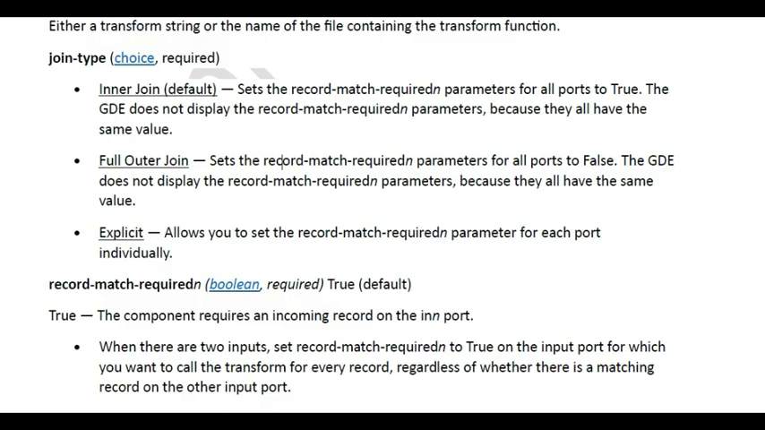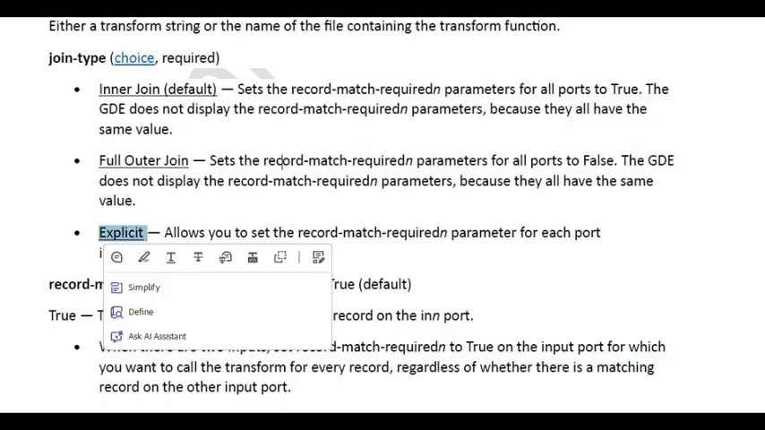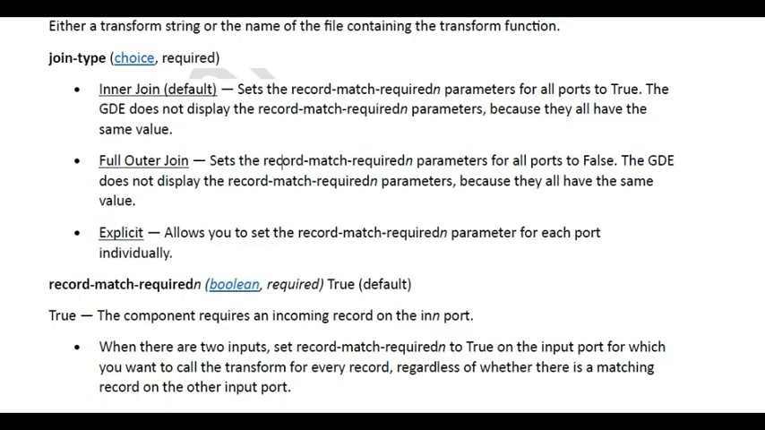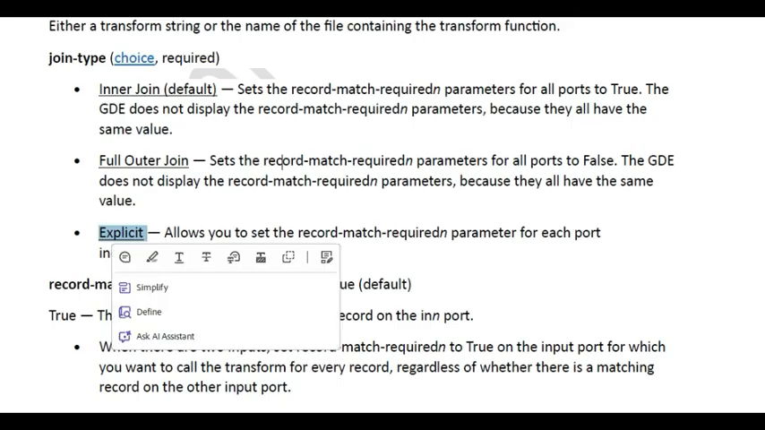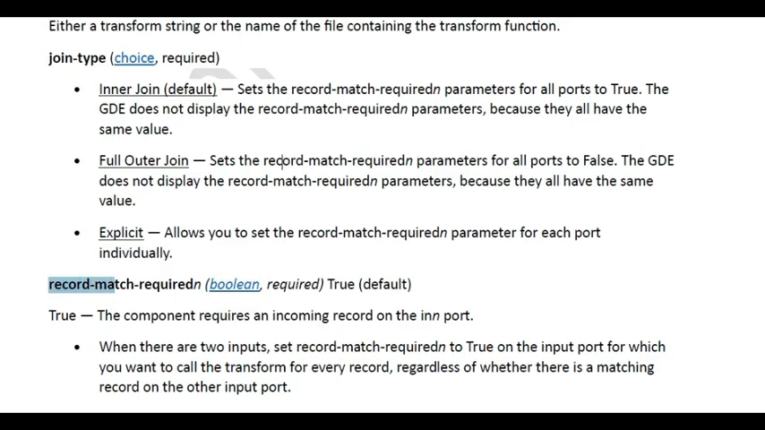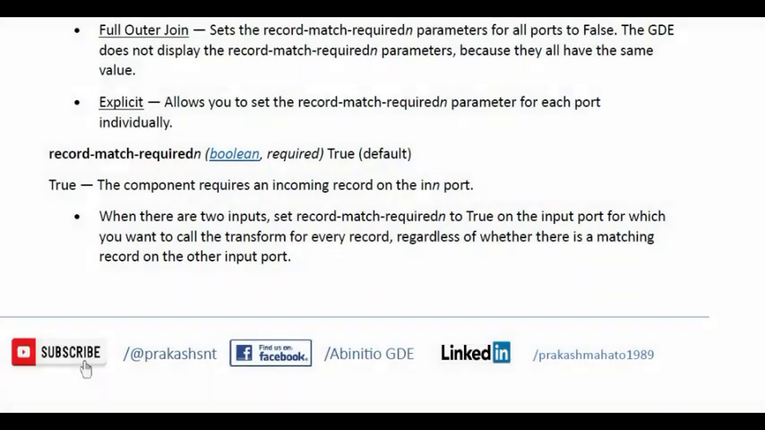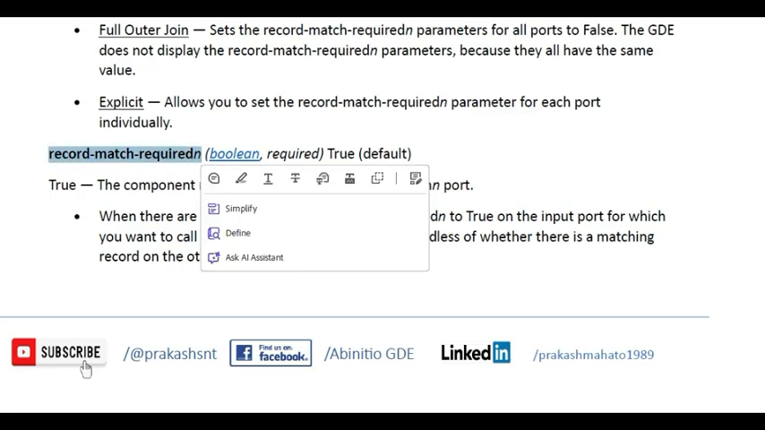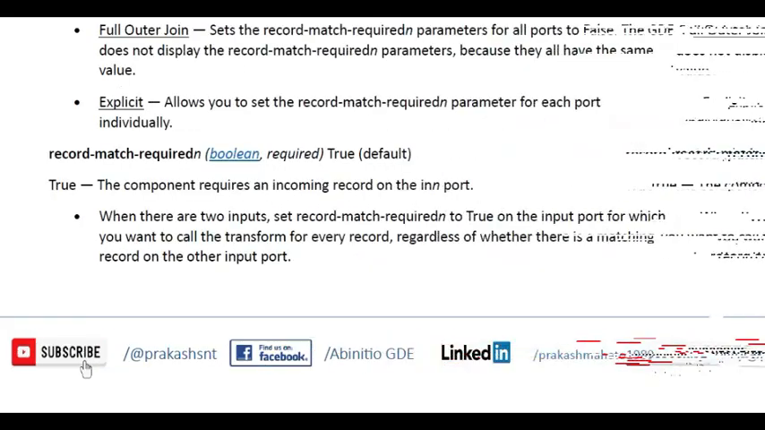Okay, and third we have explicit. Explicit allows you to implement a left outer join or right outer join. When you select explicit, then another parameter, record match required, will be enabled. Suppose your count value is 2, then this record match required will also be 0 and 1. So based on the count, your record match required parameter will increase.